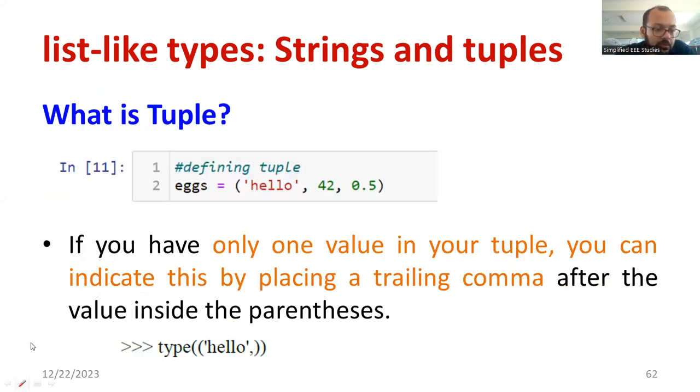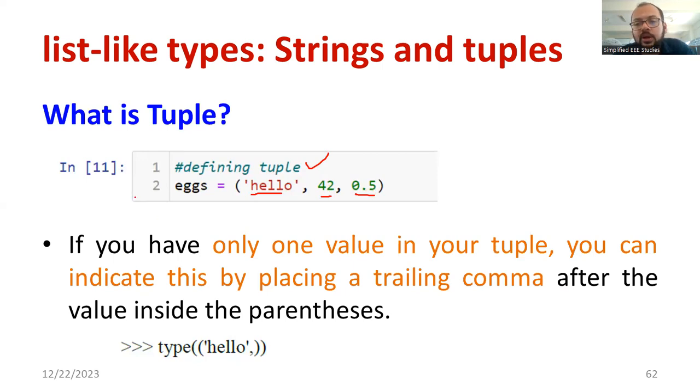Then how do we create a tuple? I'll show you one simple example of defining or creating a tuple. Let me call the name of the tuple x. x equals, you need to open the parenthesis. The first item is hello, the second item is 42, the third item is 0.5. The first item is a string, the second item is an integer, the third one is a floating point.